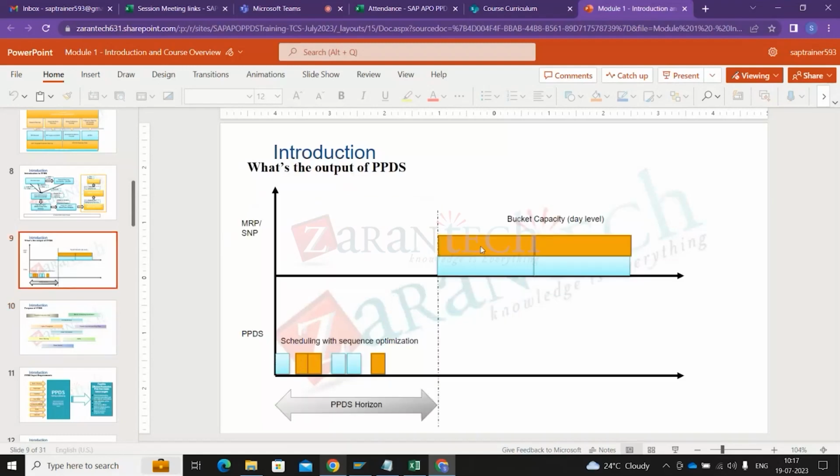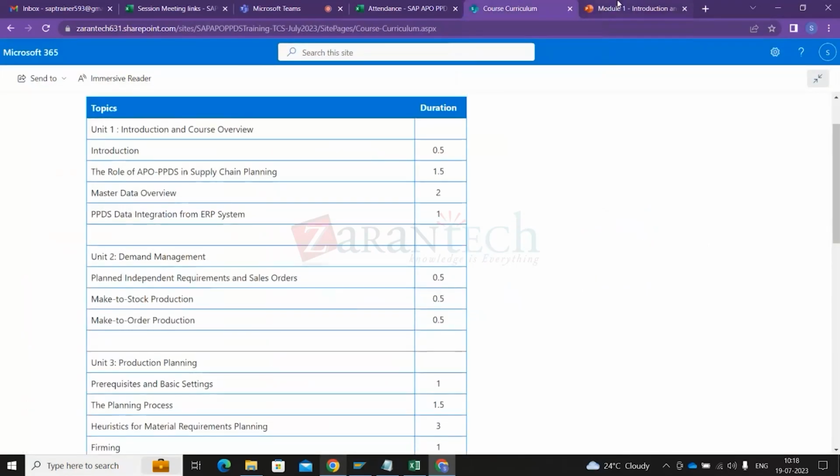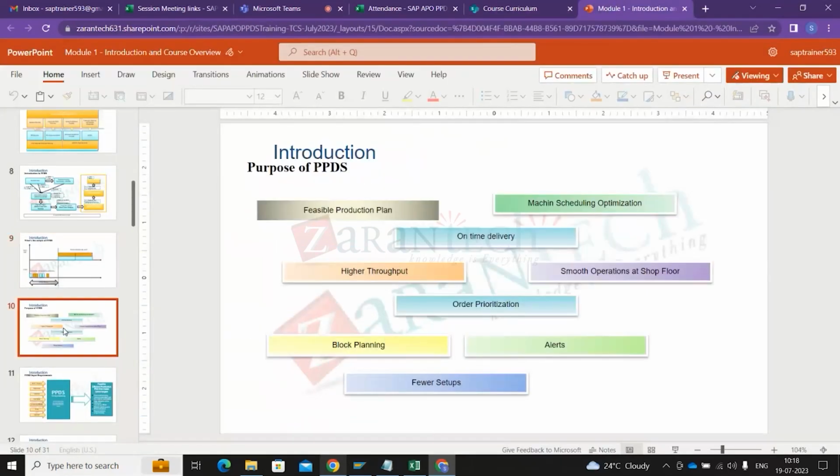By finite plan, I mean that here I am saying that this order and this order are starting and ending at the same time, because it's a bucket planning, I would start and end at the same time. But then practically it is not possible. On one single machine, you cannot have two orders. So it would just sequence the orders in this fashion in that day. And this is what we call feasibility, because it would just try to avoid the overloads on the system on the day. So the outcome of PPDS scheduling is the feasible production plan, more achievable production plan.